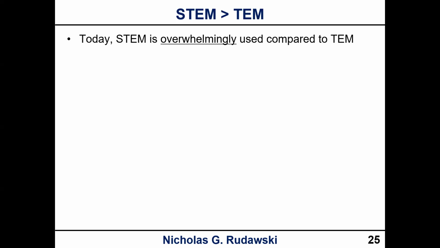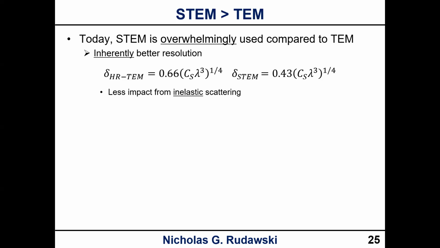Okay, so today, STEM has overwhelmingly overtaken TEM, okay? It's overwhelmingly used compared to TEM. It has inherently better resolution, as we've seen here, right? Just based on these very simple equations. You have less of an impact from inelastic scattering on the images, right? Because your STEM detector doesn't care, right? When the electrons hit the STEM detector, it converts it to a signal, and it doesn't really care if they lost energy or not, okay?